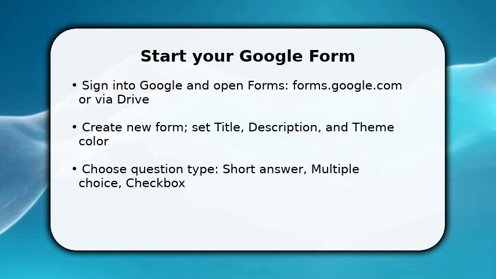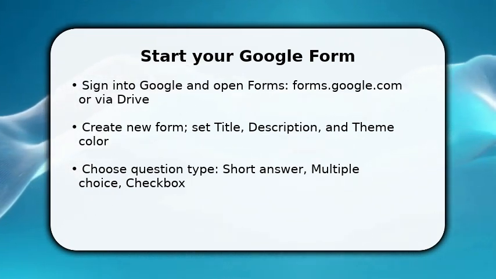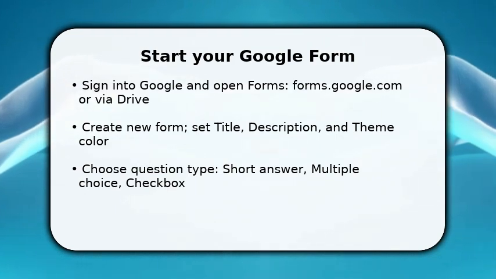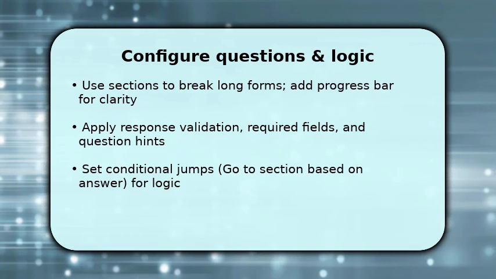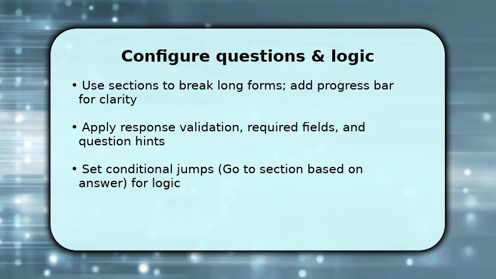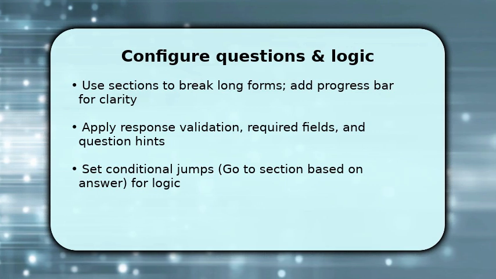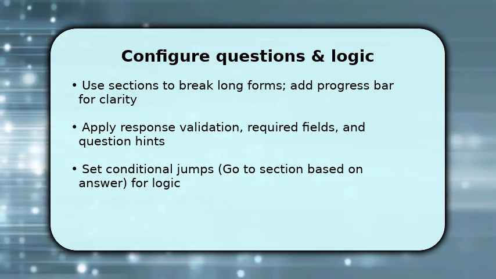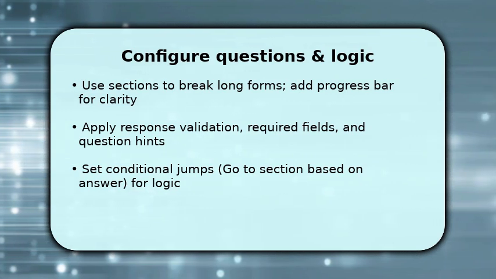Once done, set required for critical fields and pick a theme color so the form is recognizable and consistent with your brand. Now build the body. Split content into sections to reduce fatigue and enable conditional flows. Create clear question text and add brief helper text or examples for numeric or formatted answers.